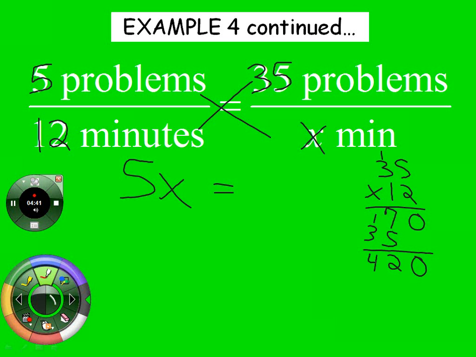Is that 420? Okay, so let's say that's 420. And so then we solve for x, we're going to have to divide by 5. So divide by 5, that goes in there how many times? 8.